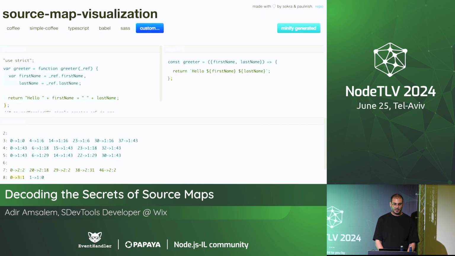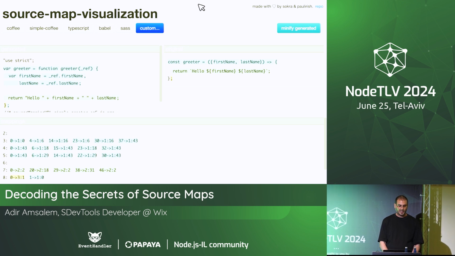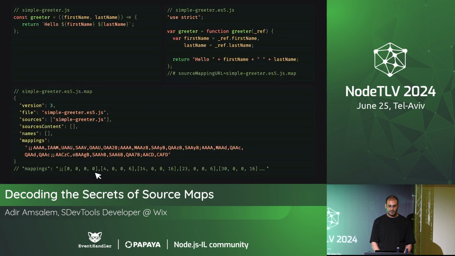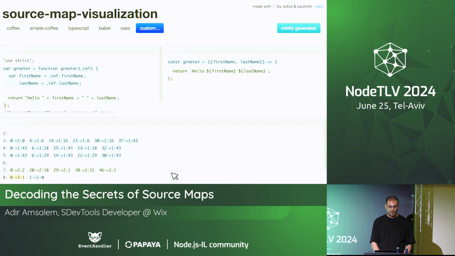This is basically a website that I uploaded my generated code and my source map to. Let's focus first at the bottom here. You can see I have 0. Let's focus on the first and last numbers. So 0, 0, 4, 6. Let's go back to the source map. 0, 0, 4, 6. 14, 16. Let's go here. 14, 16. This is basically the same file, right?